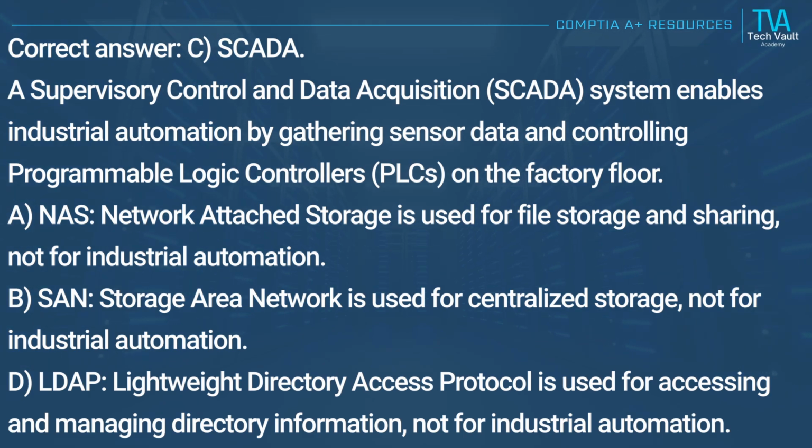B, SAN, storage area network, is used for centralized storage, not for industrial automation. D, LDAP, Lightweight Directory Access Protocol, is used for accessing and managing directory information, not for industrial automation.